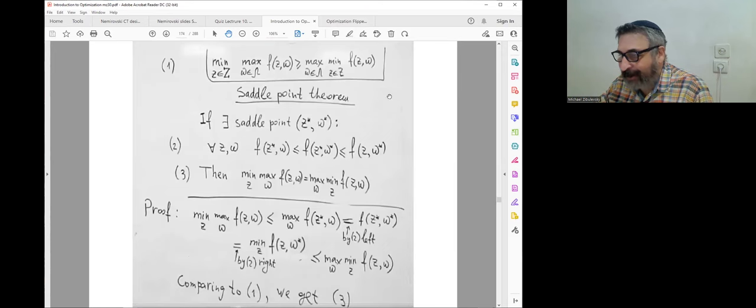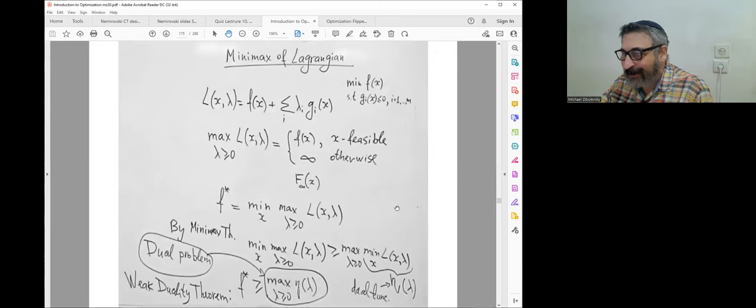Then we had the saddle point theorem, which is very important. It says that if you have a point which achieves minimum in Z and maximum in Omega, then min max is equal to max min. Any comments about this part? Okay, then we continue.